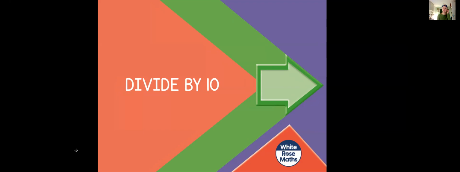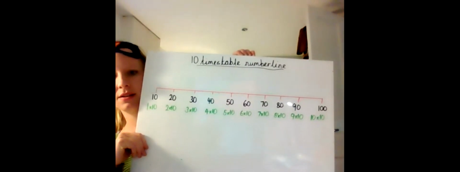For today's lesson, we're going to be dividing by 10. To help me with this lesson, and maybe you might want to do this before you start, I've made a times table number line to keep by my side while I'm doing my working out. At the top it says 10 times table number line, and it starts at 10. Let me make the screen big so you can see it. Times 10 number line. This is going to help me work out some of my sums today.